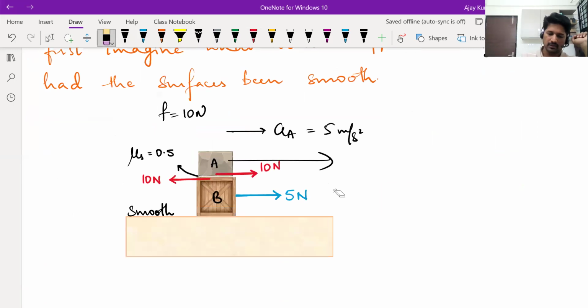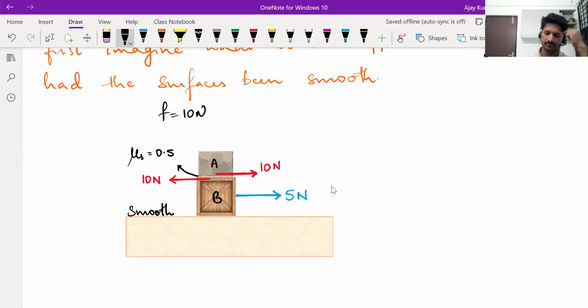Now, when you imagine maximum friction or full amount of friction to be acting, which is 10 newtons, Rishi, you tell me what would happen. Which way? Direction? B moves to the left. A moves to the right. Yes, sir. When would this happen? How much friction is needed for this to happen? 10 newtons. Okay.